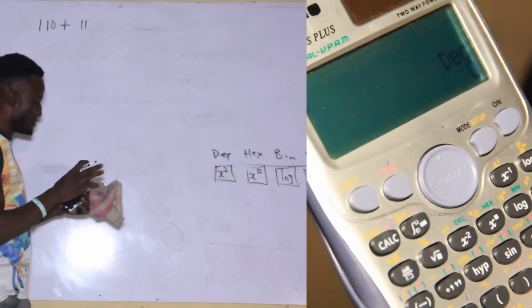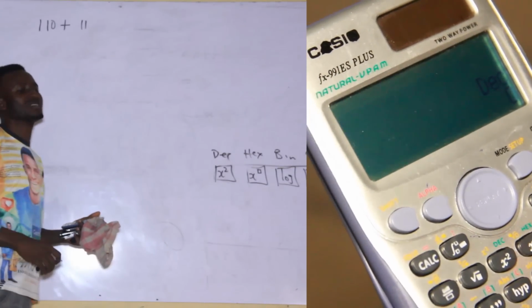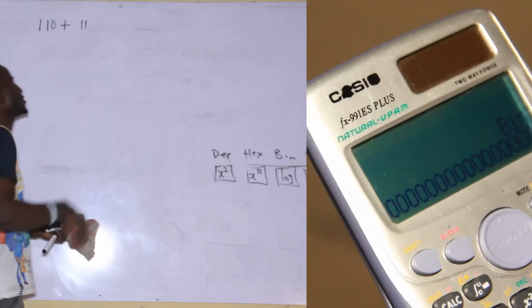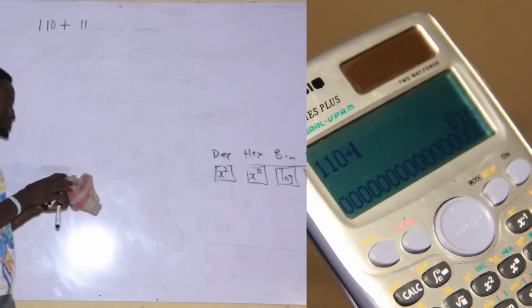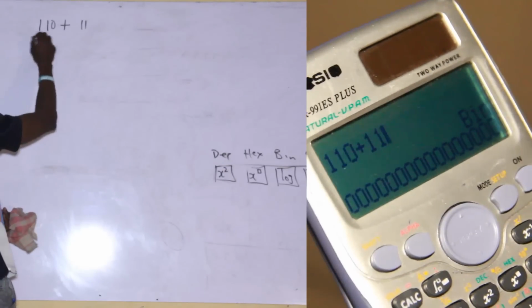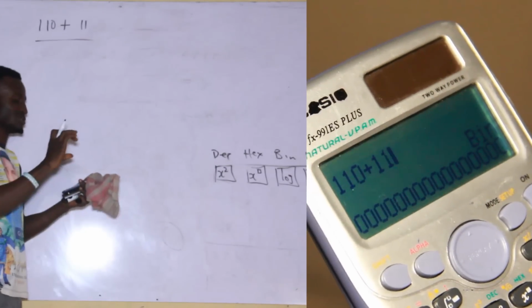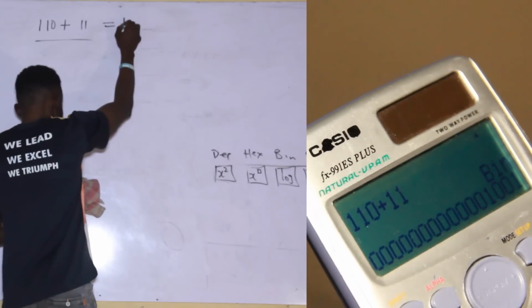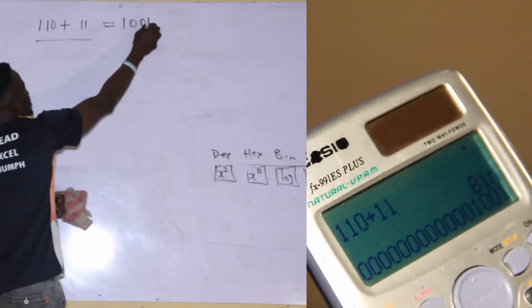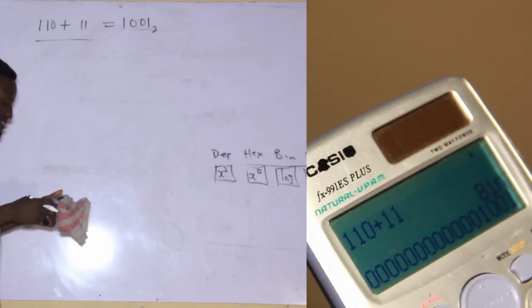Just press the binary button, which is log. When you press the binary button, you now press the question given to you, that is 110 plus 11. Just press this straight. After your calculator is in binary, press equals to. You observe that the answer here is 1001 to the base 2.